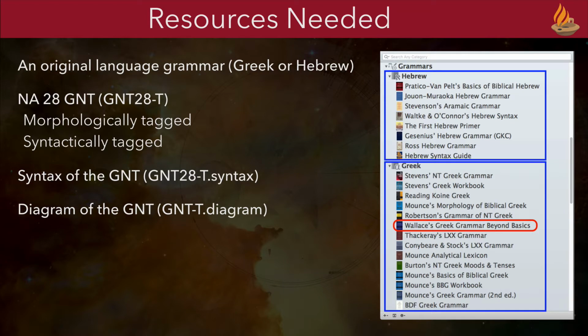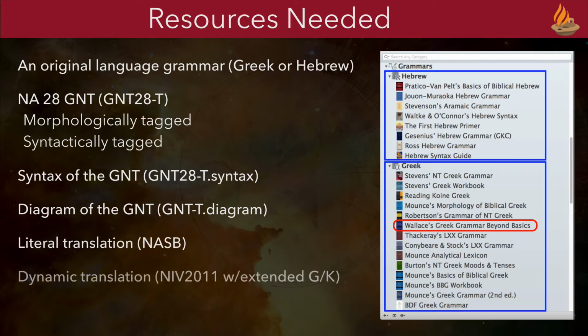Finally, if we want to see how these grammatical forms are rendered into English, we'll need a literal translation, I prefer the NASB in this case, and a more dynamic translation. The NIV 2011 with extended GK numbers is a great choice here because of its phrase tagging.